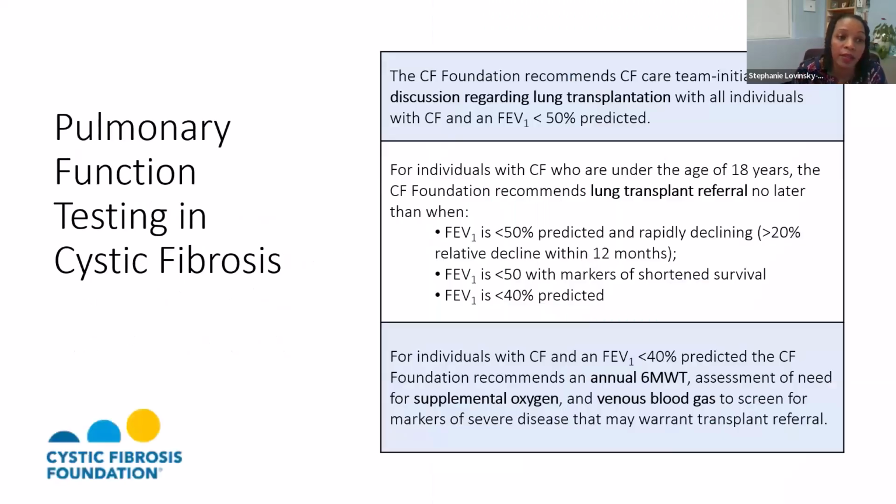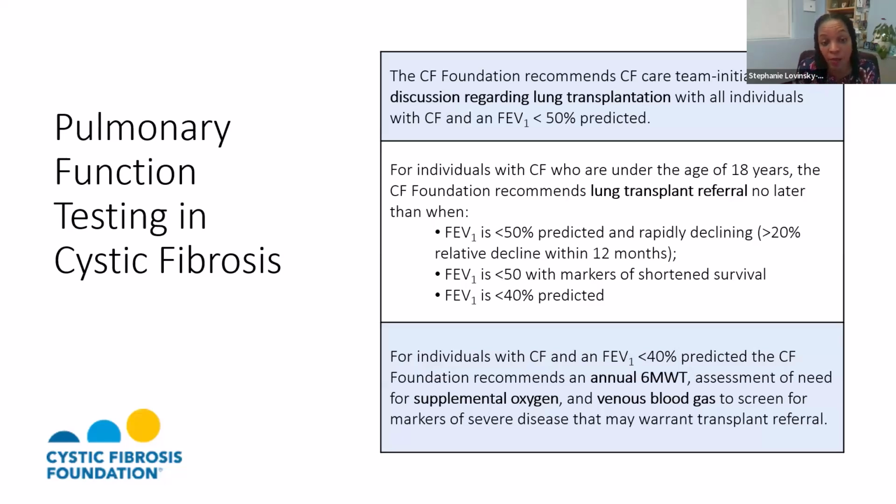Another area to consider is pulmonary function testing and cystic fibrosis. As we monitor progression of disease in cystic fibrosis, we really hold on to numbers and thresholds such as the FEV1. This is taken from the CF Foundation guidelines on when to refer children for lung transplantation. We use FEV1 less than 50% predicted as starting a discussion regarding lung transplant, and less than 40% predicted for referring for a lung transplant. Also less than 40% predicted for additional testing like the annual 6-minute walk test, supplemental oxygen evaluation, and venous blood gases.